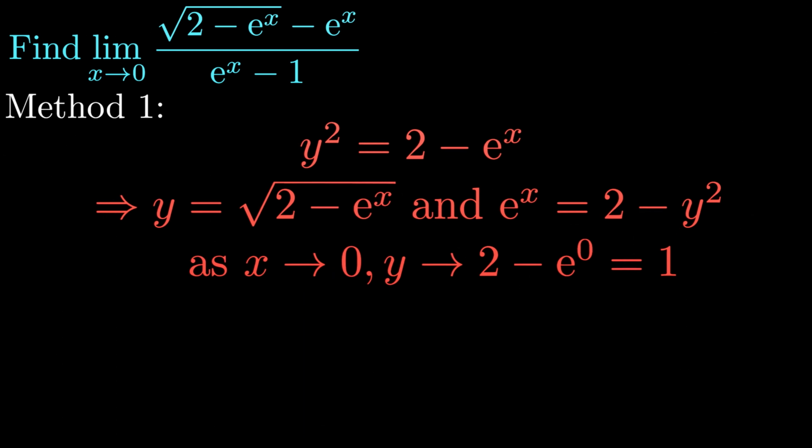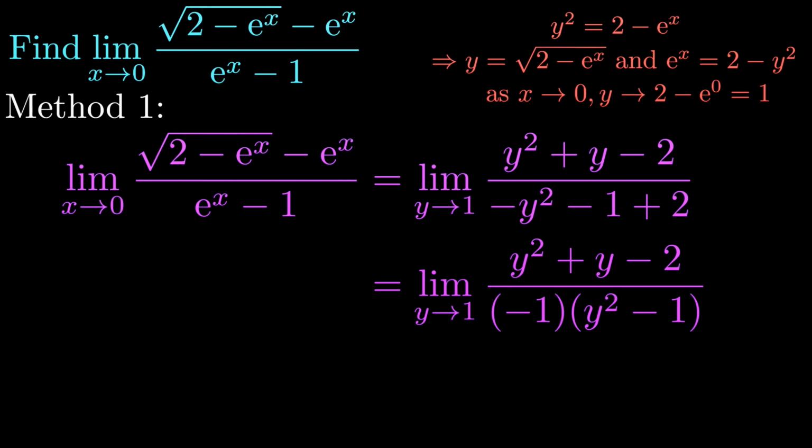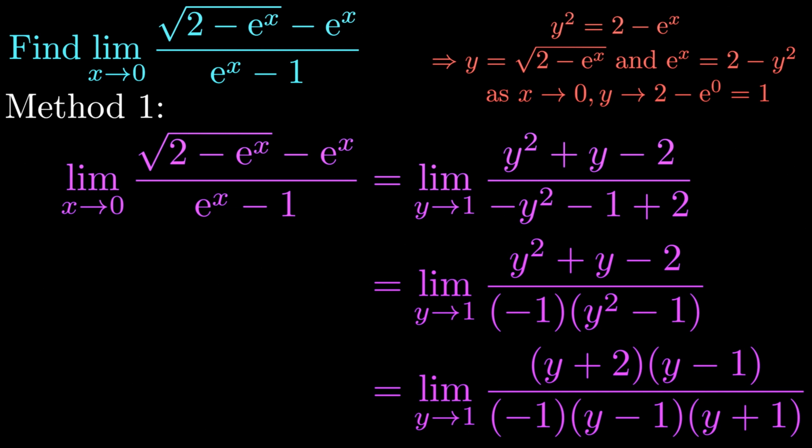Because we're doing a change of variables, we have to incorporate this information into the new limit which we're about to write. So our limit becomes the limit as y approaches 1 of y squared plus y minus 2, divided by minus y squared minus 1 plus 2. Now, we can actually factor a minus 1 out of the denominator and simplify it. So we have the limit as y approaches 1 of y squared plus y minus 2 divided by minus 1 multiplied by y squared minus 1. And notice that we can rewrite the numerator as y plus 2 multiplied by y minus 1, and we can rewrite the denominator as minus 1 multiplied by y minus 1 multiplied by y plus 1.